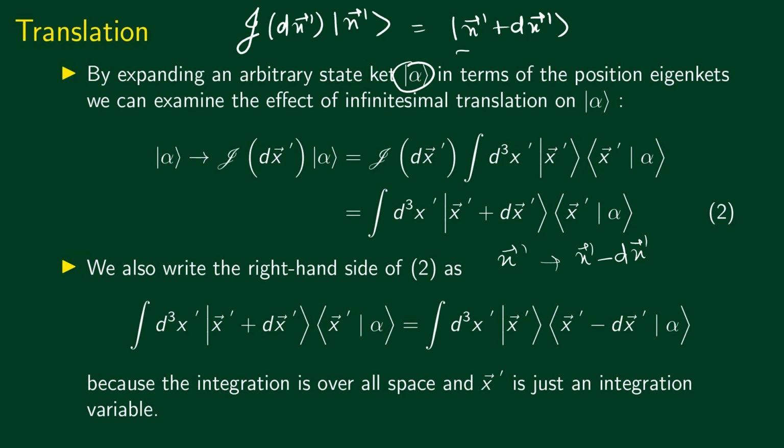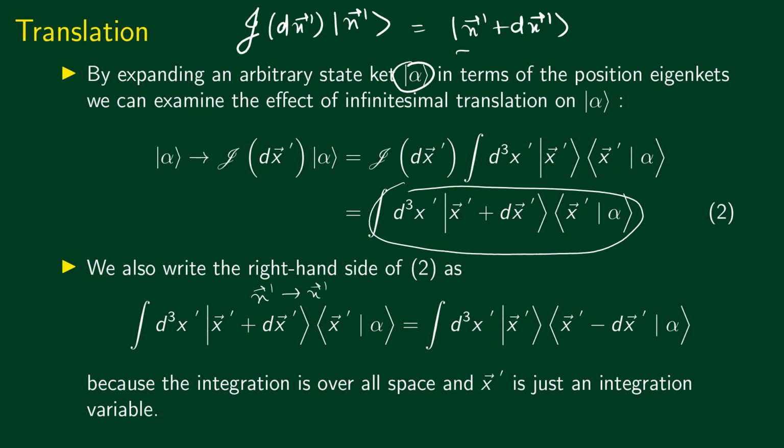But if you make the substitution into this integral, it looks slightly different. This part does not change. You'll have d cubed x', and this part becomes simply x', and this becomes x' minus dx'. So we have made this substitution everywhere. What we have done is take the right hand side and make the substitution x' goes to x' minus dx'.